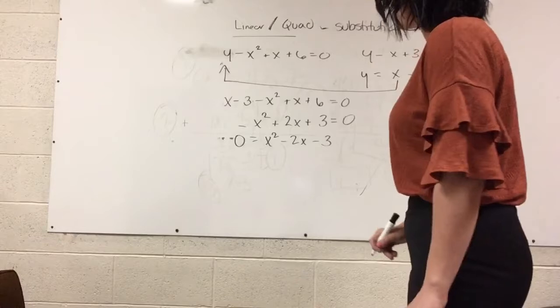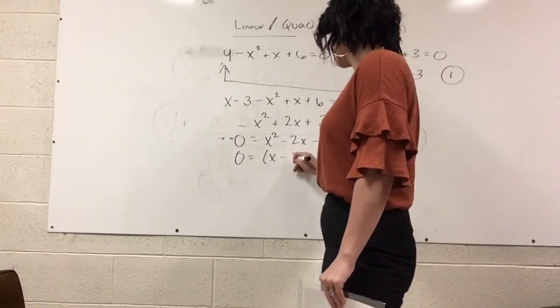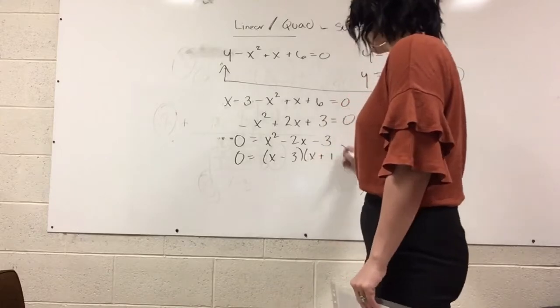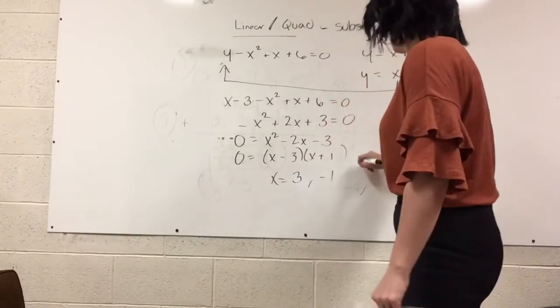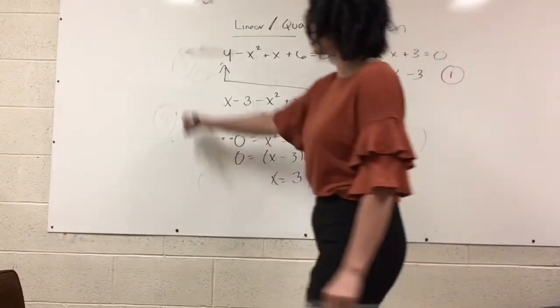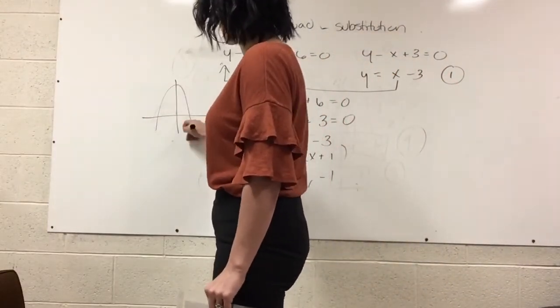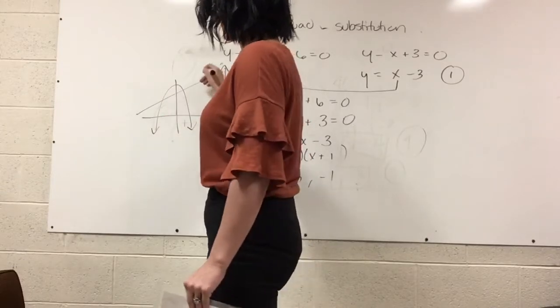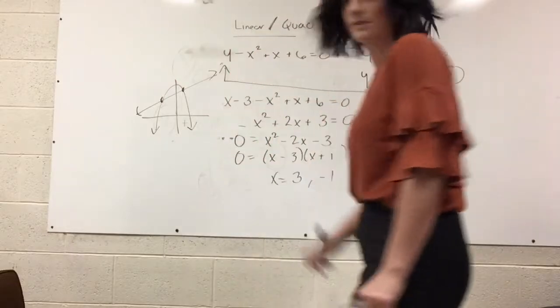So I'm looking for two numbers that multiply to be negative 3 and add to be negative 2. So negative 3 and 1. So x equals 3 and negative 1. Now the reason why we have two answers here is because if we think about graphically what could happen when we are graphing a parabola, so this is a parabola and this is my linear, it makes sense that I could have two sets of solutions.